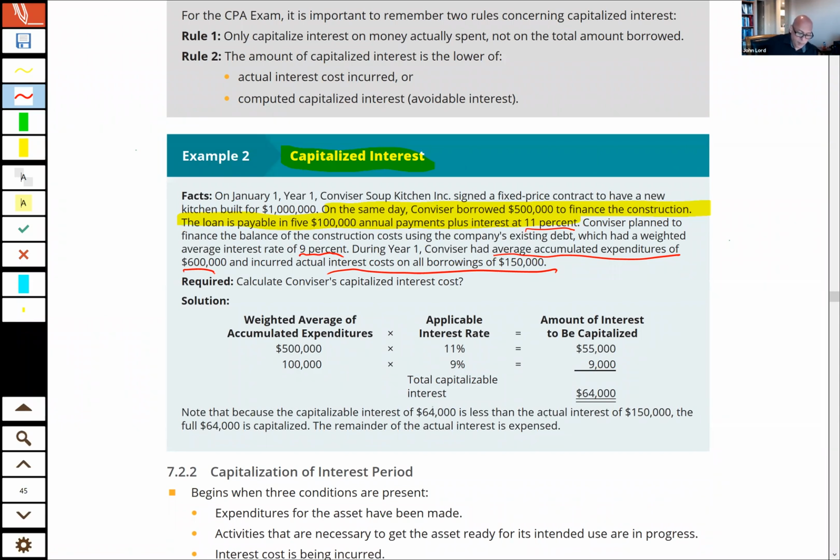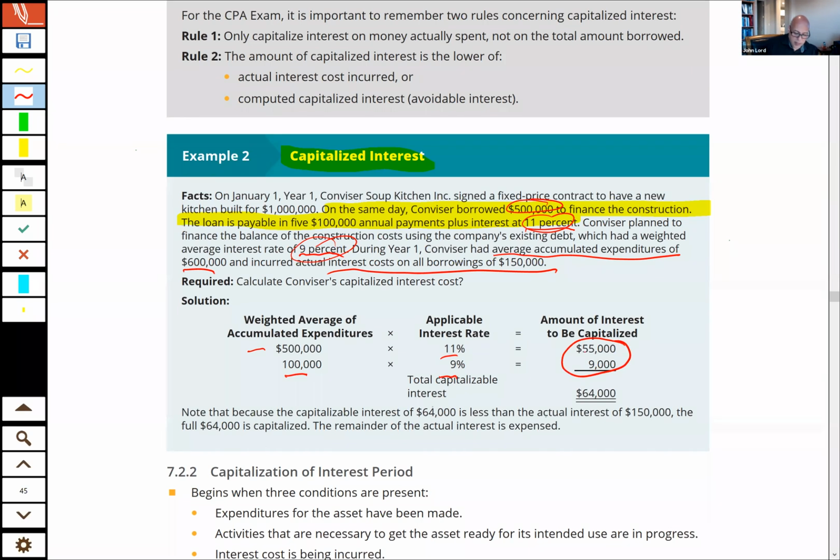Okay, so what happens? Well, the specific borrowing was 500,000, so I can only use that 11% on that part of the weighted average of accumulated expenditure. For the extra 100,000, right? 600 minus 5, there's 6 left. I have to pick up that second interest rate, that 9%.